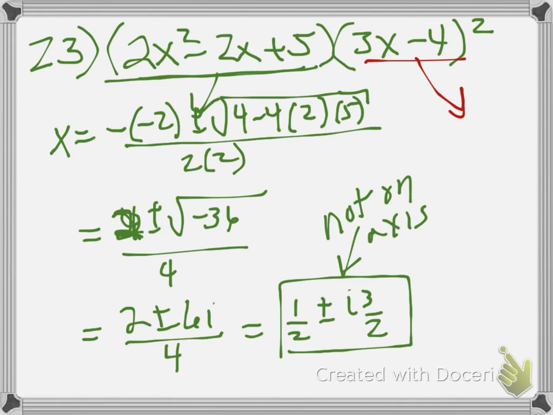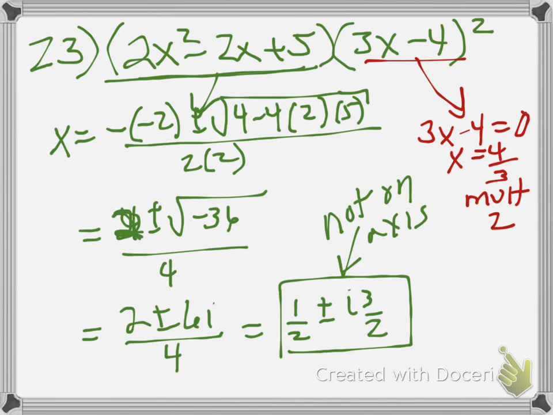3x minus 4 equals what? Right? We have to set that equal to 0. So x is going to equal 4/3, and that's going to be twice. Not do anything about it being squared. Right, because it's going to have a multiplicity of 2, because it's like 3x minus 4 times 3x minus 4.